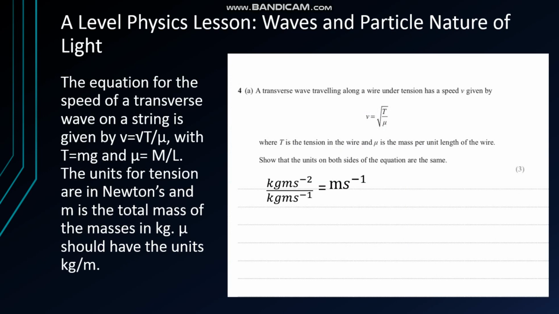Having a look at this following question here on the right hand side, we need to show that the units on both sides of the equation are the same. Well, the units for tension are kilogram meters per second squared, and for mu it's kilograms per meter, and that cancels down to give us meters per second, which is the same as the wave speed units, also meters per second.